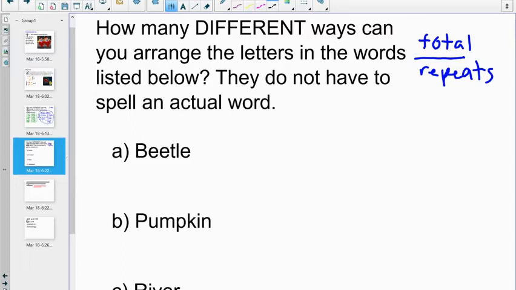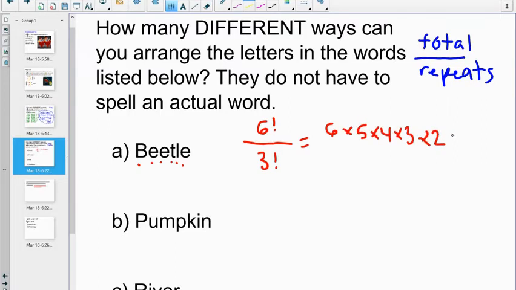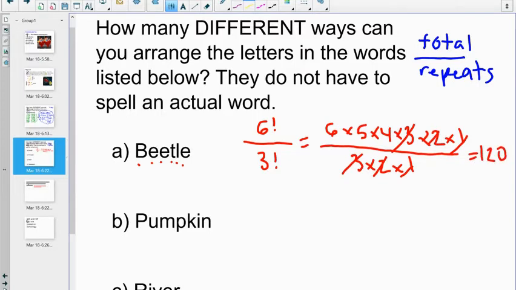Okay, so how many total letters are in the word beetle? Let's count, shall we? 1, 2, 3, 4, 5, 6. So we have 6 factorial in the numerator over, looks like we just have one letter that's being repeated, but it's being repeated 3 times. So that's 3 factorial. And that equates to 6 times 5 times 4 times 3 times 2 times 1, that's 6 factorial, over 3 factorial. And again, remember those cancel out, as they would equal 1. So you're left with 120, because that's what 6 times 5 times 4 equals.